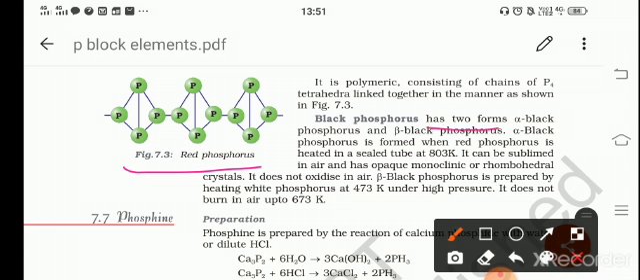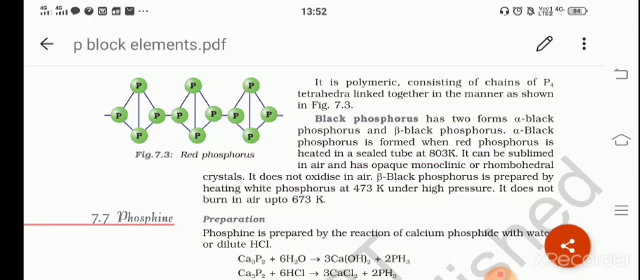Black phosphorus has two forms, alpha and beta. The alpha form is formed when red phosphorus is heated in a sealed tube at 803 Kelvin. Then rhombohedral crystals are formed. It does not oxidize in water or in air. Why? Because it is the most stable structure.